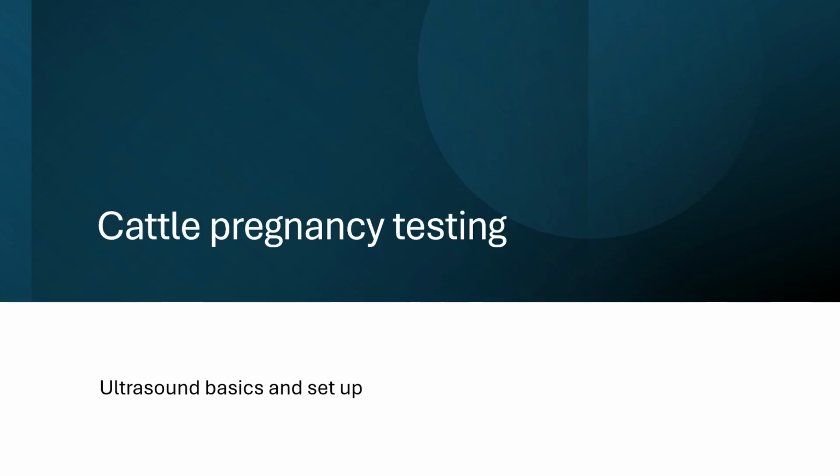Just bought a new ultrasound machine, or maybe you've inherited one, but you've got absolutely no idea what to do with it, how to optimize your image, and how to get the best out of the images that you're actually seeing. Fortunately, no matter what machine you've got, the ultrasound basics between each machine are generally the same. So the next few slides are going to talk you through how to optimize your machine to get the best image possible for cattle pregnancy testing.